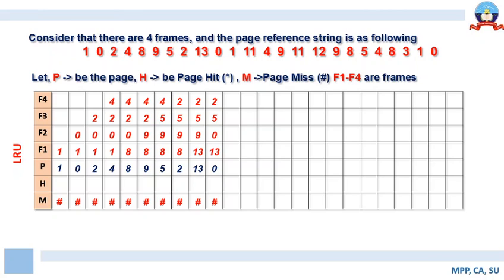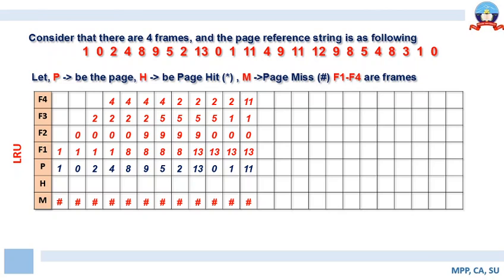Since page number 1 is not available in the memory, I need to perform replacement. So out of 2, 5, 0, 13, we see that 5 has the farthest reference, so 5 will now be replaced with 1. Now after 1 there is a request for page number 11. Since 11 is not there, I need to perform replacement. So out of 2, 1, 0, 13, 2 has the farthest reference, so 2 will now be replaced by 11.